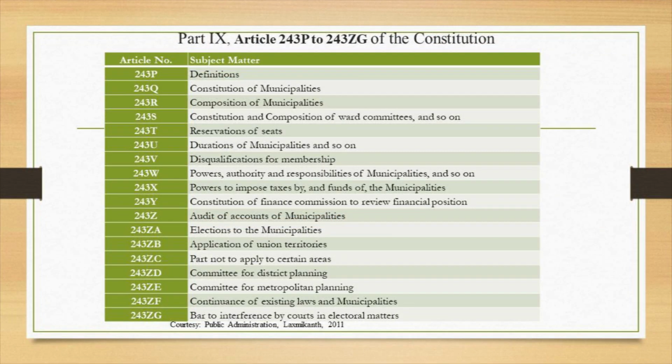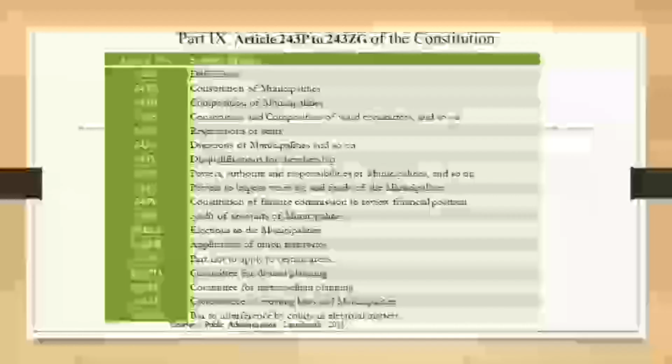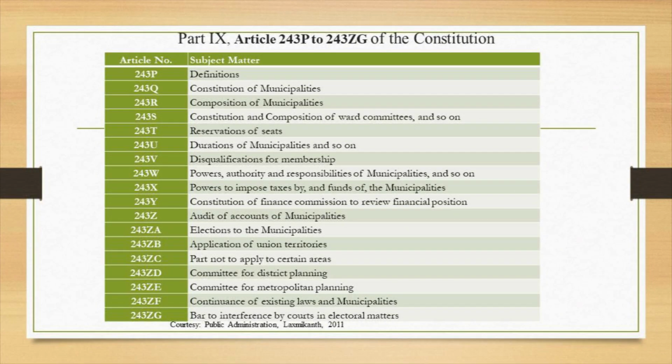Article 243ZD deals with the Committee for District Planning. So every state shall constitute at the district level a District Planning Committee to consolidate the plans prepared by the panchayats and municipalities in the district and to prepare a draft development plan for the district as a whole. Article 243ZE deals with the Committee for Metropolitan Planning. There shall be constituted in every metropolitan area a Metropolitan Planning Committee to prepare a draft development plan for the metropolitan area as a whole.